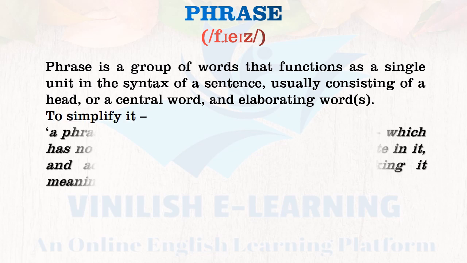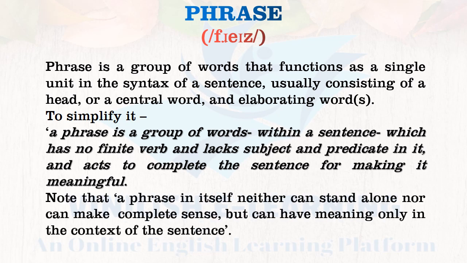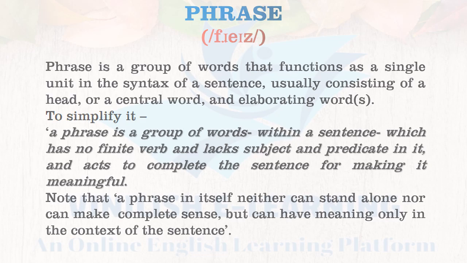To simplify it, a phrase is a group of words within a sentence which has no finite verb and also lacks subject and predicate in it, and acts to complete the sentence for making it meaningful. Note that a phrase in itself neither can stand alone nor can make complete sense, but can have meaning only in the context of the sentence.